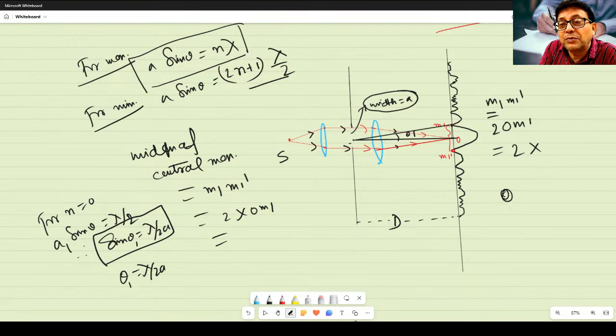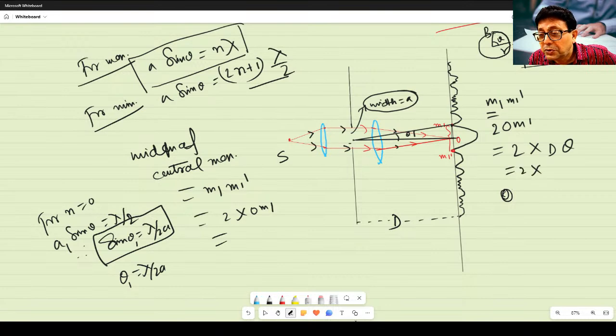How do you find it? We remember the relation you did in circle. This one say AB. AB is an arc, with length S. This is theta, this is R. Then S equal to R theta. Alright, so OM1 will be what? R is D, into theta. 2 into D into lambda by what? Lambda by 2a. Check once.